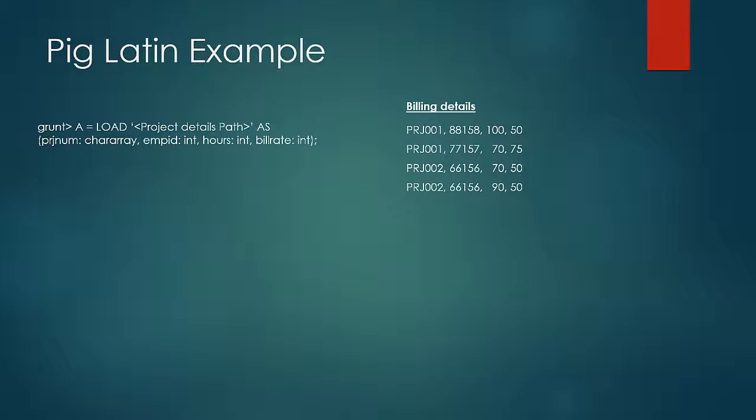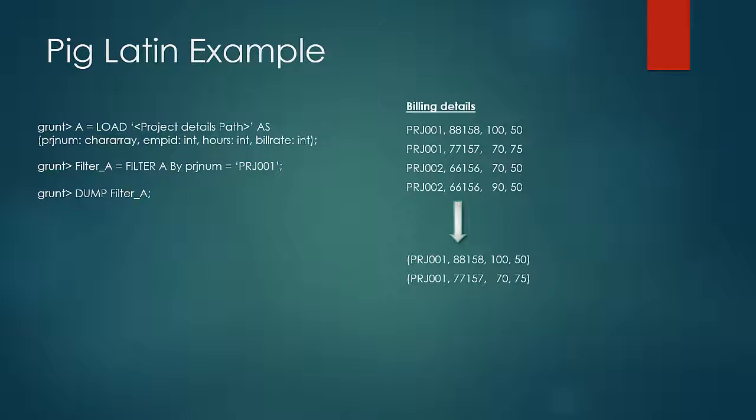Next, let us see the filter command. In filter, we can specify a condition based on which the complete dataset would be scanned, and the records that pass the condition would be taken out for the result dataset. The resultant dataset can be seen through a dump command. For example, filter A by prj_num equal to prj001 results in records with prj_num as prj001. The result of any command is termed a relation, every record is termed a tuple, and every variable is technically termed an alias. So filterA is termed an alias of the resultant relation.